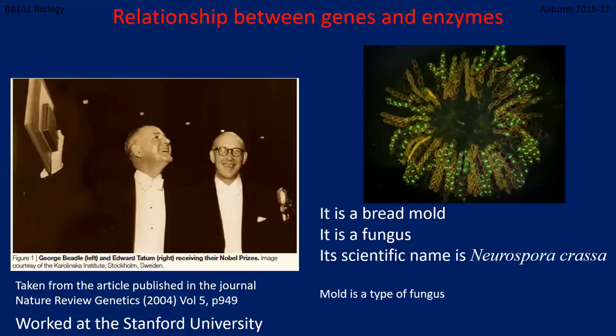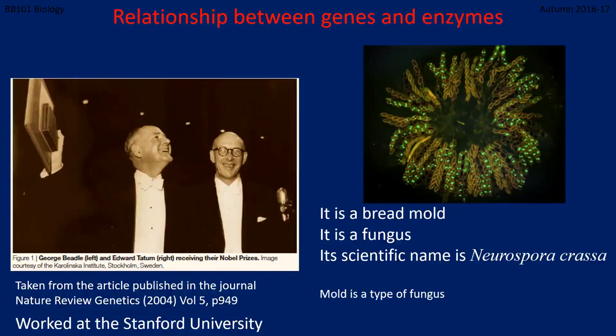In order to understand these genes, many experiments were conducted, but the major progress in finding the relationship between genes and enzymes came with these two gentlemen, George Beadle and Edward Tatum. These two gentlemen worked on a bread mold, Neurospora crassa, which can be seen now on the screen.